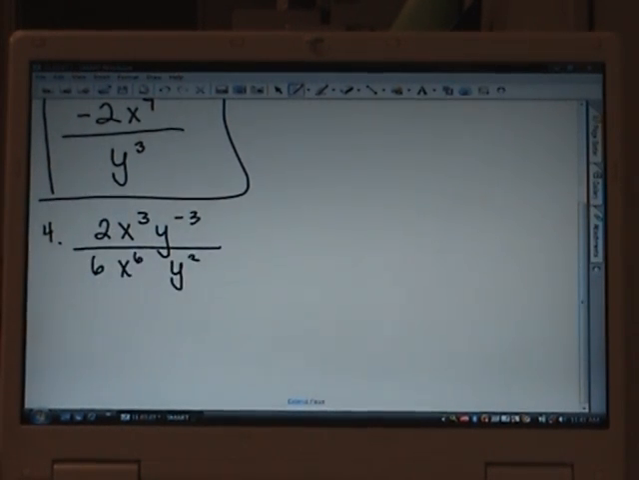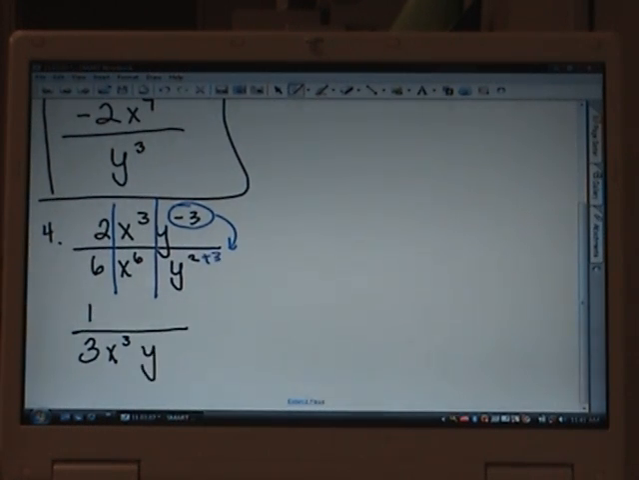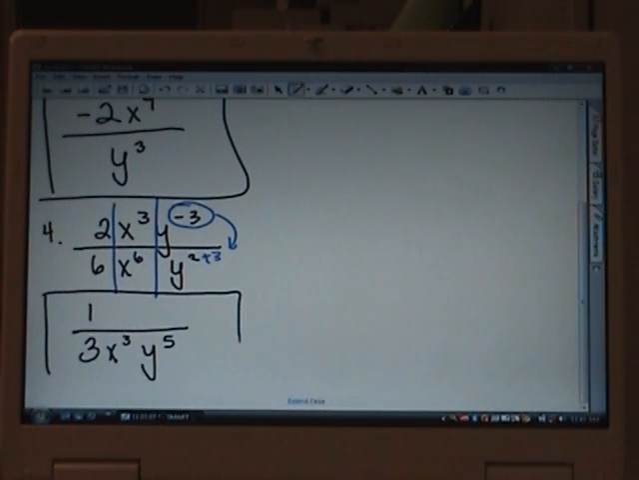Gentlemen, please try to control it. 2 over 6 is 1/3, 3 in the denominator. X to the third over x to the 6th is x to the third in the denominator. Y to the third, this negative 3 goes down to the denominator and it becomes plus 3. 2 plus 3 is 5. y to the 5th. So it always goes down?